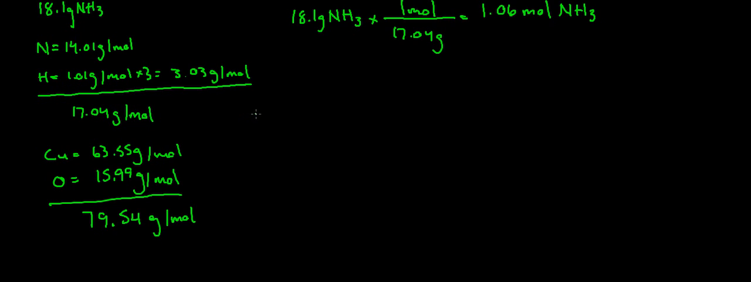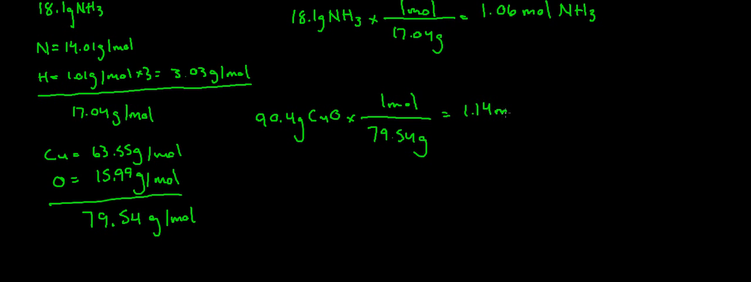And there were 90.5, or is it 90.4? 90.4 grams of copper oxide. Now I have its molar mass, which means there is 1.14 moles of copper oxide. Now I have the moles of both reactants. However, it does not stop there.